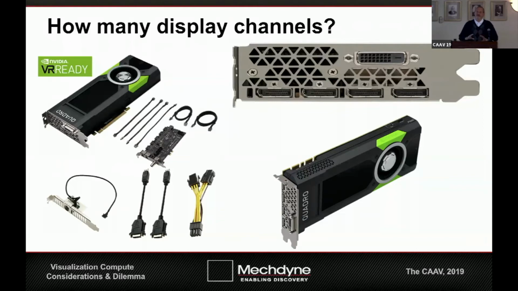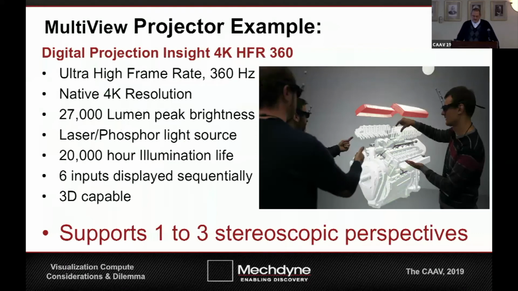All right, now you finally got to the point where you can drive that display. The question is, what kind of performance are you going to get out of the card? So I'll run through a quick example here, watching the time. The MultiView projector that we're demonstrating is this new product from Digital Projection. It is 4K resolution at 360 hertz refresh rate. So the input to that ultra high frame rate does support native full 4K resolution.